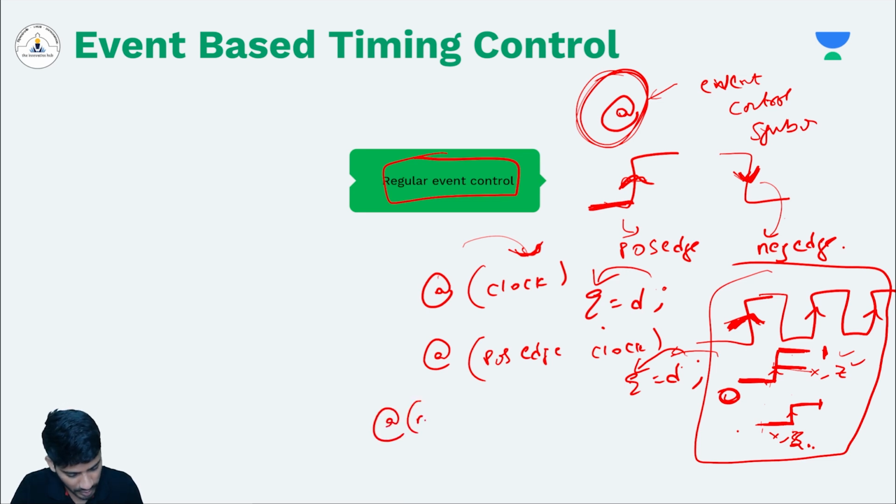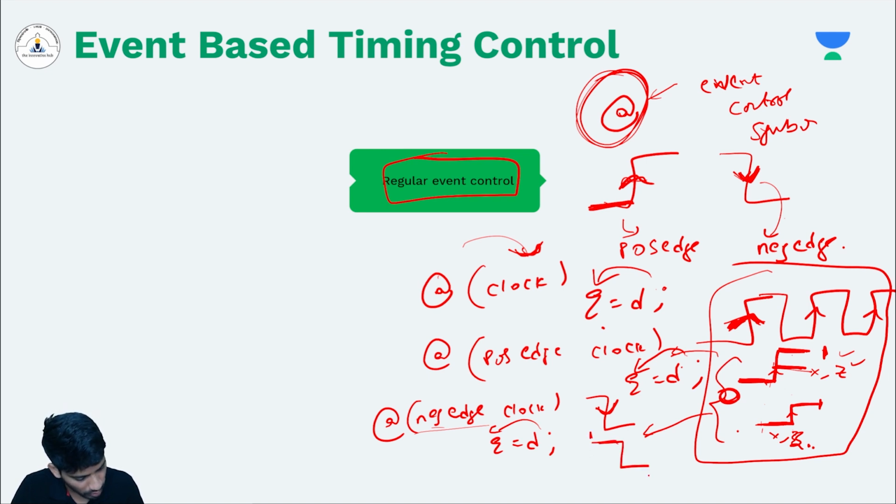Similarly, you can write @negedge clock, q equals d. What does this do? It will assign d to q when there is a negative edge of the clock. So a negative edge means like this. Same as the positive edge, we have different kinds of negative edges: going from 1 to 0 is a negative edge, going from 1 to x or z is also a negative edge, and going from x or z to 0 is also a negative edge. In these three conditions, it will execute q equals d.